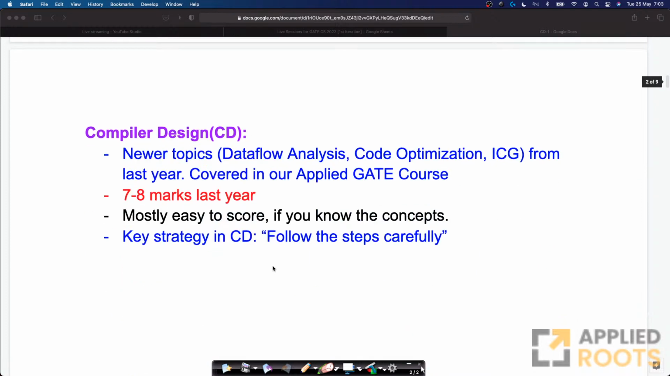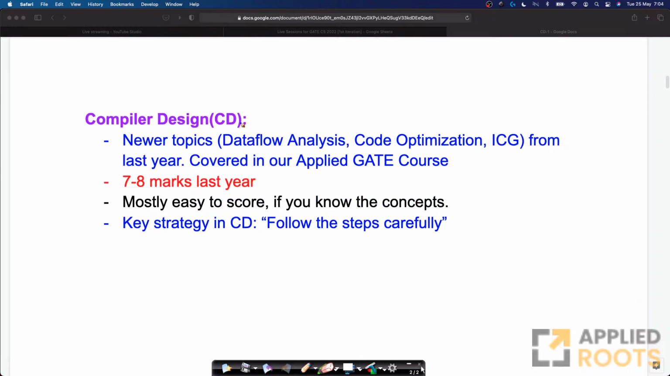So a quick overview of compiler design itself. These new topics which got added last year are already covered in the Applied Gate course thoroughly. Last year we had about 7 to 8 marks.